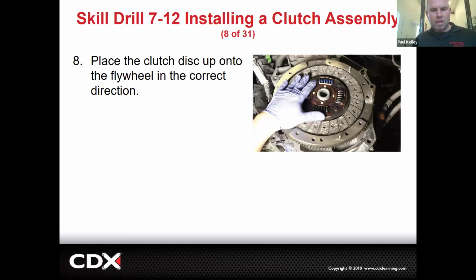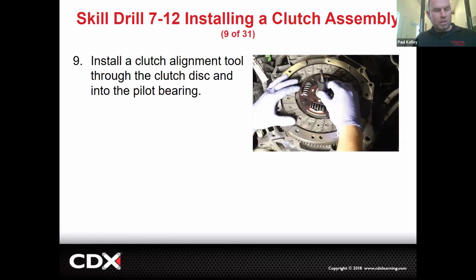Then we're going to set the disc on there. Make sure it's not backwards. Sometimes it'll say flywheel side or engine side. Other times it won't fit. And other times it won't say anything and it will fit, and you'll put a clutch disc on backwards and you'll find out. So pay attention when you're taking it apart.